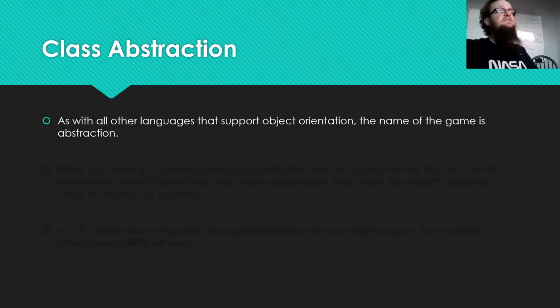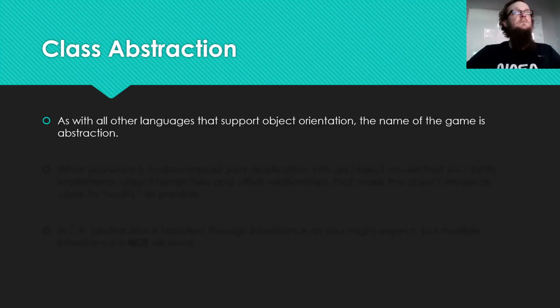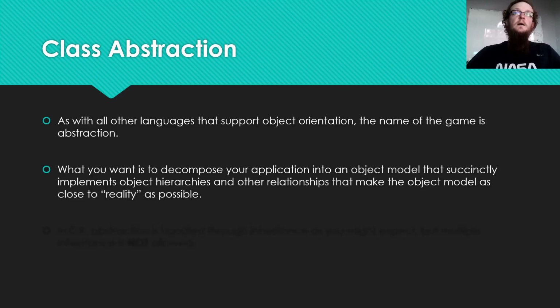So proceeding down the object orientation pathway here, class abstraction is basically the name of the game for anything that you're trying to do with object orientation, regardless of the language. The idea is that you want to take your bank or your restaurant or whatever you're trying to emulate to support an application, then break that object model into as many very small objects inside of an object hierarchy as physically possible. And you want your object model to reflect reality as close as possible.